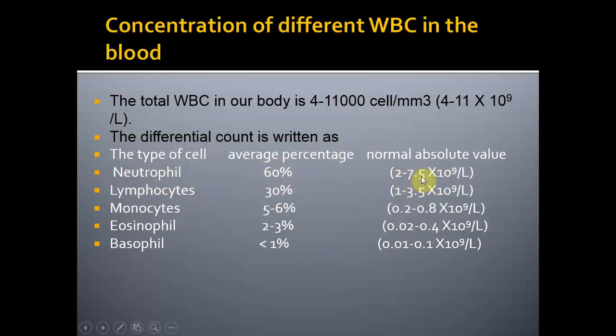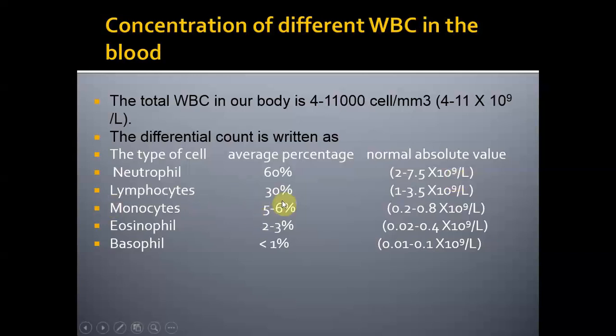Now we ask a question: how do I get the normal absolute value? It's a very simple method. What is the percentage of the subset of the white blood cells? Whatever percentage you get, multiply it by the total WBC count. I will get the absolute count of this subset of cells, and then I will compare it with the normal range. Is it below, within, or above this normal range?